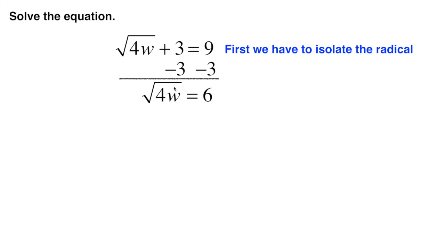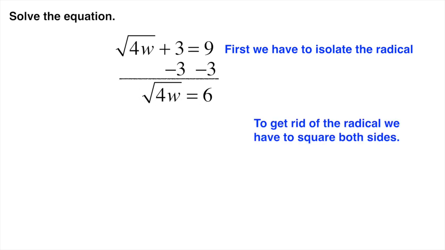Well, the way to get rid of a square root sign here is to square both sides. So remember, what you do to one side of the equation, you have to do to both sides. So I'm going to square both sides right now. This square root sign and the squared will cancel each other. So those two will cancel out, leaving me with just 4w here. Then I've got 6 squared, which is 36.